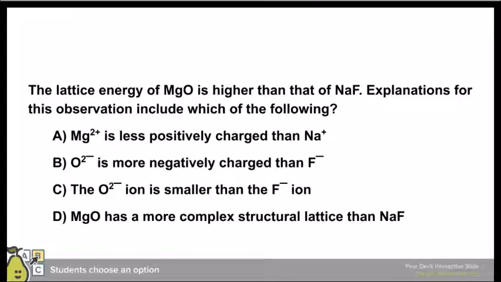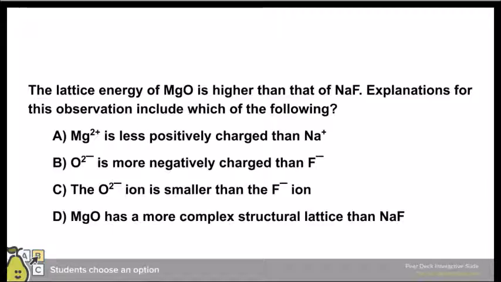So we know that it's not C because we don't care about smaller or larger or anything like that. And in truth, the F ion is actually smaller than the oxygen ion. That's because oxygen has one less proton than fluoride ion, and fluoride ion has more protons pulling on those electrons. So C is out, D is just gibberish, and so it comes down to A and B. A doesn't make any sense because Mg is more positively charged than sodium. And so the answer that's best is B.